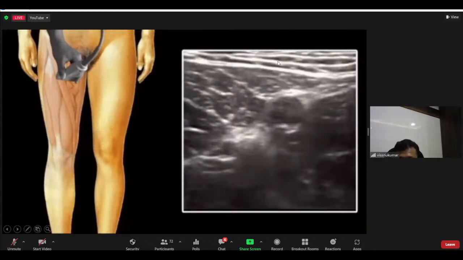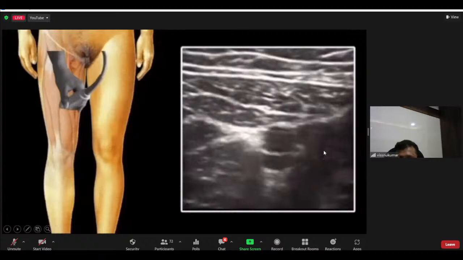Now, the end point is where the artery is exactly in the mid portion of the sartorius muscle, just exactly below the mid portion of the sartorius muscle. So here you see the sartorius muscle, and this is the femoral artery, femoral vein, and here you see the nerves. This is the saphenous nerve and the nerve to vastus medialis, and we have a membrane.